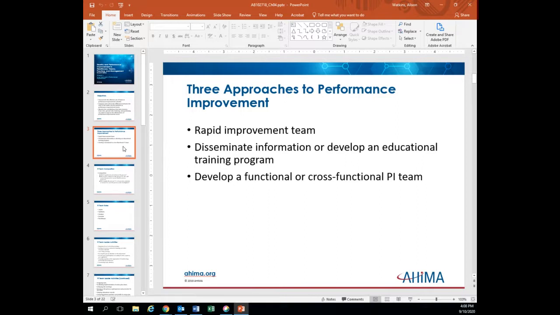So again, just 3 different approaches to performance improvement: the rapid improvement team approach, disseminating information or developing an educational training approach, and then developing a functional, or what we call cross-functional, performance improvement team. So 3 different ways to deal with that. Of course, the most simplistic is the rapid improvement team. That's the quick fix. The more detailed is going to be the cross-functional performance improvement team that involves a lot of input from a lot of different people.